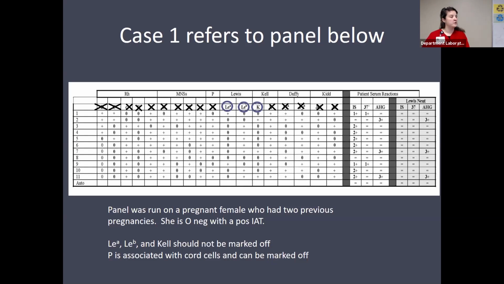So what are your concerns for the fetus? Which one of those antibodies should we be concerned about? Kell. Right, so Kell is IgG. It is the second most antigenic antigen, second after D, right? So we definitely want to make sure that we give her Kell negative units, right?